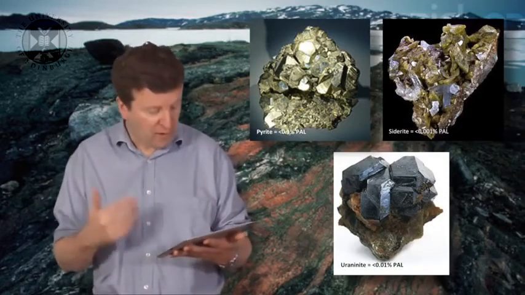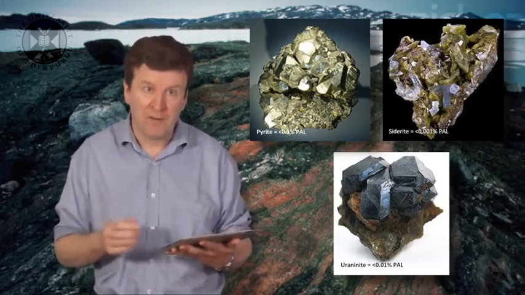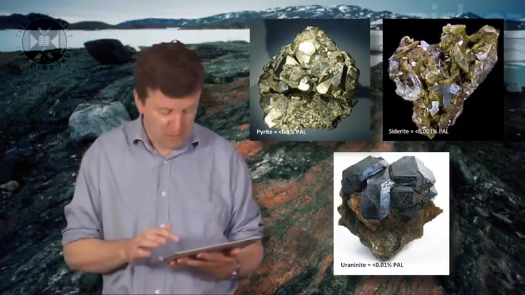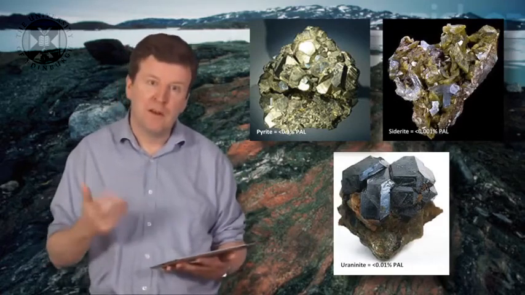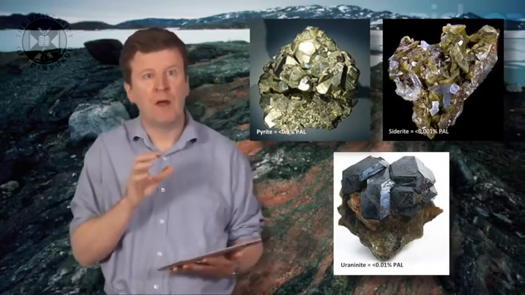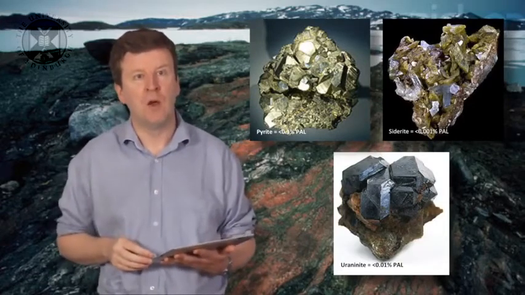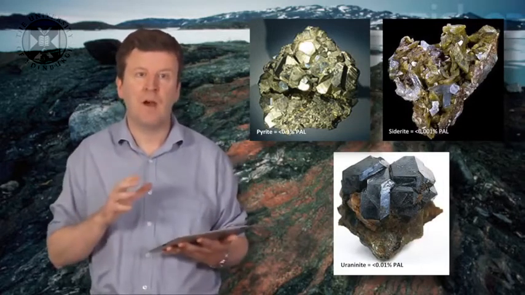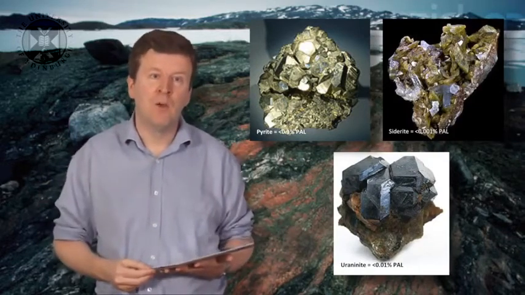Uraninite, which is a uranium oxide, tends to be formed at oxygen concentrations much less than 0.01% of present atmospheric levels. And siderite, which is iron carbonate, is really only formed at oxygen concentrations much less than 0.001%. So if we find these minerals in the rock record, it tells us that they've been in environments where the oxygen concentrations are very low. And if we find very large concentrations of these minerals in the rock record at particular times, it would suggest that the large-scale environment was also very low in oxygen.